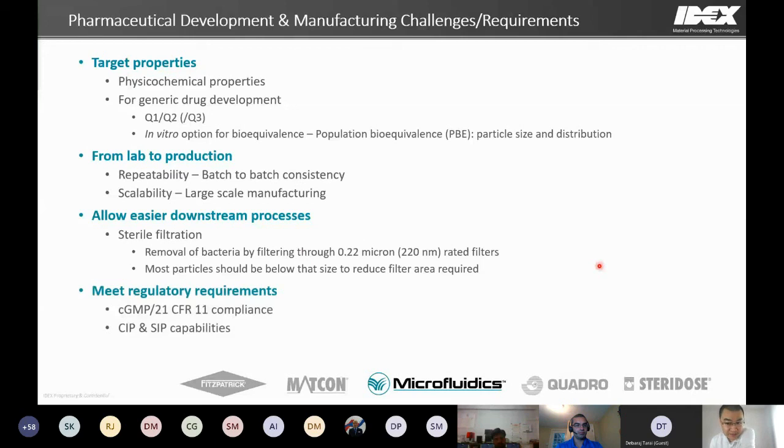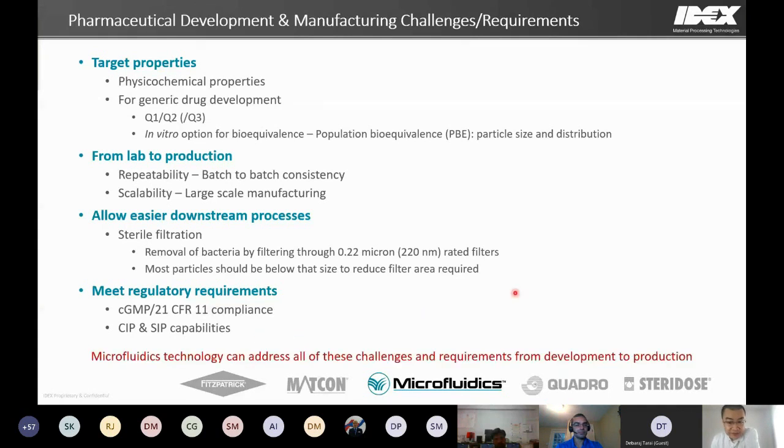And last but not least, the manufacturing equipment needs to allow the entire manufacturing process to comply with regulatory requirements such as the cGMP requirements. Many processes, especially pharmaceutical manufacturing processes, also require that the equipment is capable of running CIP, which is clean in place, and SIP, which is sterilization in place, processes.